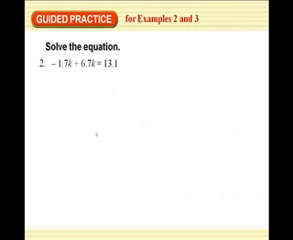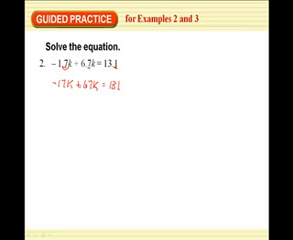All right, so here's that guided practice I was telling you about. Let's get rid of these decimals. You look through, and there's 1 decimal place on every one of these numbers. So to get rid of them, we would multiply through everything by 10, which would move everything over. So this is going to be negative 17k plus 67k equals 131. Now we got rid of the decimals.